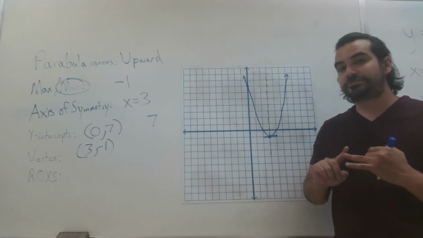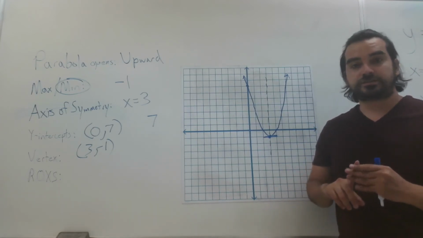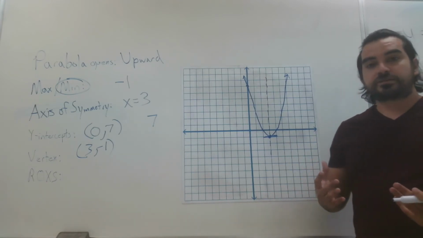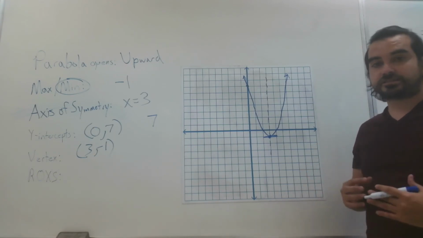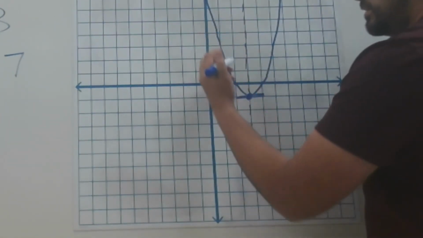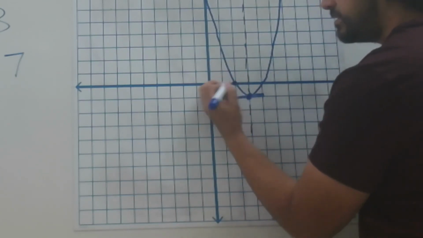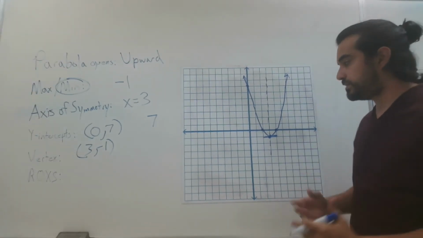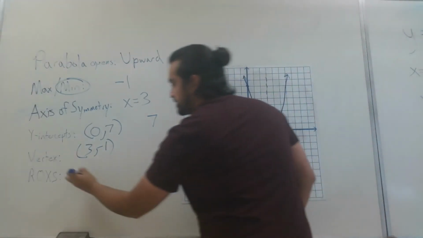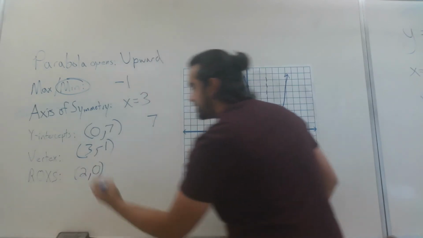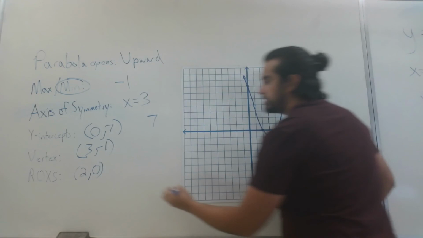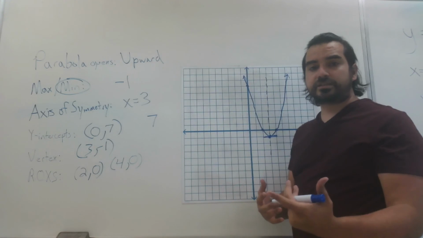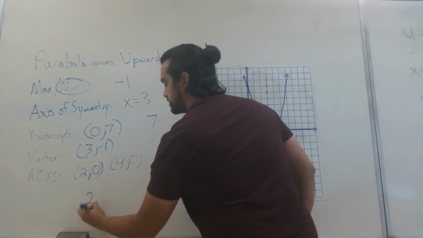Last thing we need to find, roots. Remember, roots, zeros, x-intercepts, and solutions, they all mean the same thing. So we're looking for where the graph intercepts the x-axis. So we have right here and right here. So my x-intercepts are going to be (2, 0) and (4, 0). Another way you can rewrite this is 2, 4.